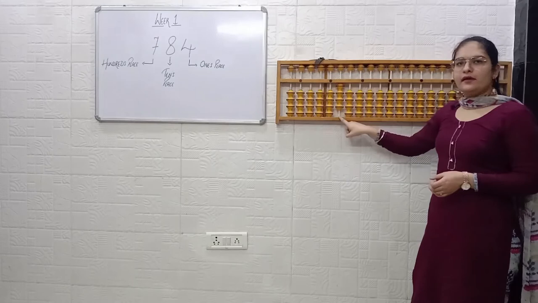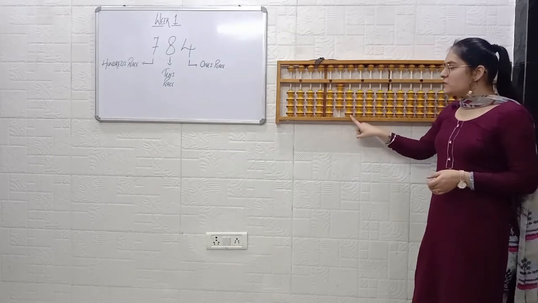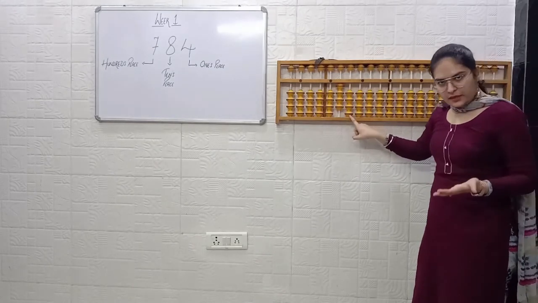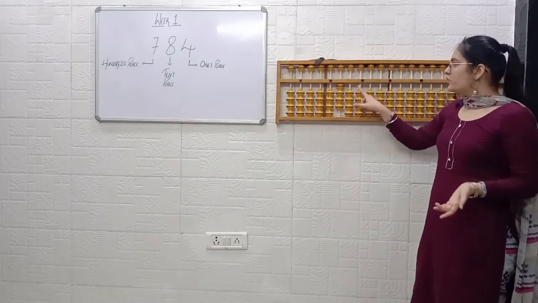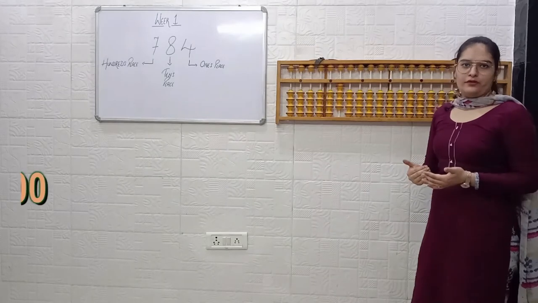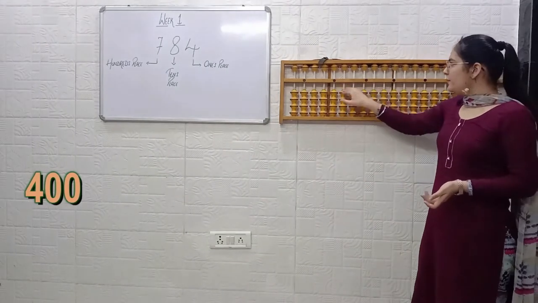1, 2, 3, 4. 4 at hundreds place. At tens place, it's 0. At ones place also, it's 0. So answer is 400.